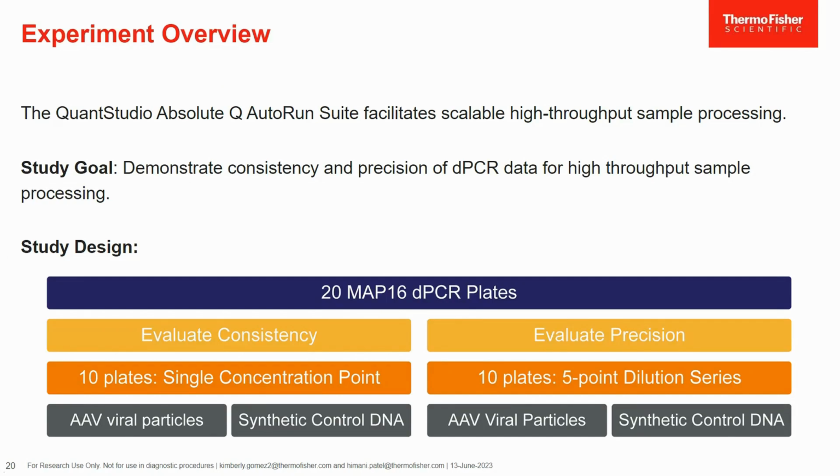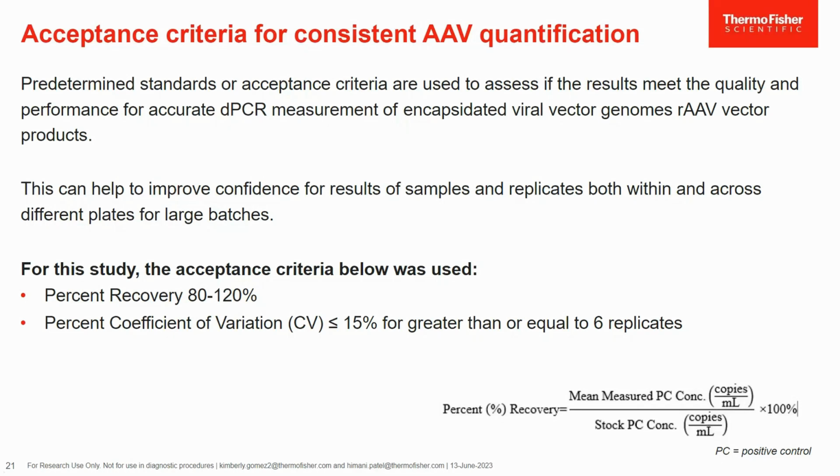So, using AutoRun for this study, we aimed to demonstrate consistency and precision on the Absolute Q. Our study consists of 20 MAP16 plates, divided evenly for testing samples at a single concentration, and then the other half to test a 5-point dilution series. And these 10 plates are further divided between our two sample types, either the AAV particles or our DNA control. Our analysis parameters for this study were based off of acceptance criteria typically used for evaluating AAV titers. So the two parameters that we're looking at are percent recovery of 80 to 120%, and then also percent CV of less than or equal to 15% for at least 6 replicates.